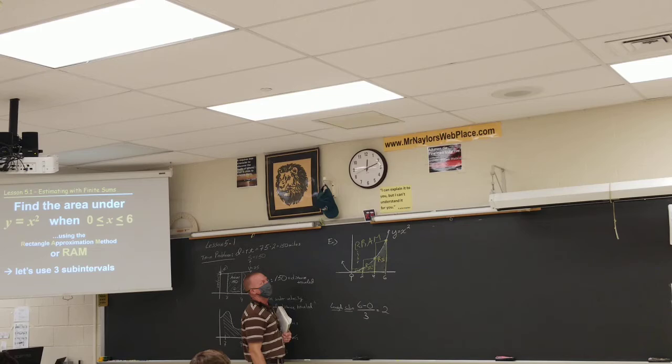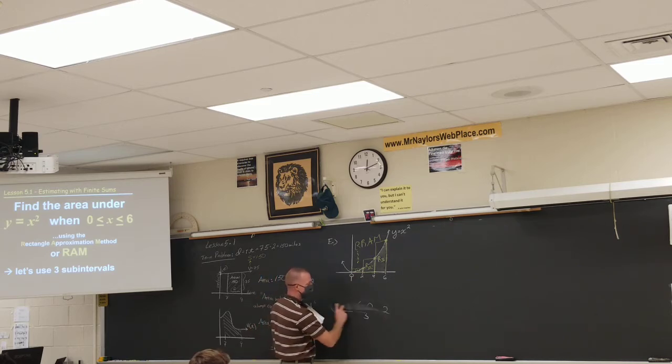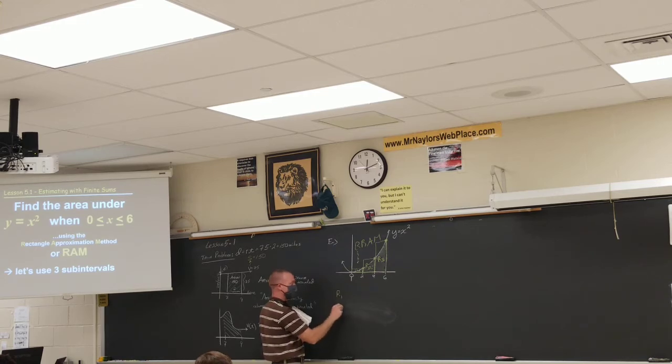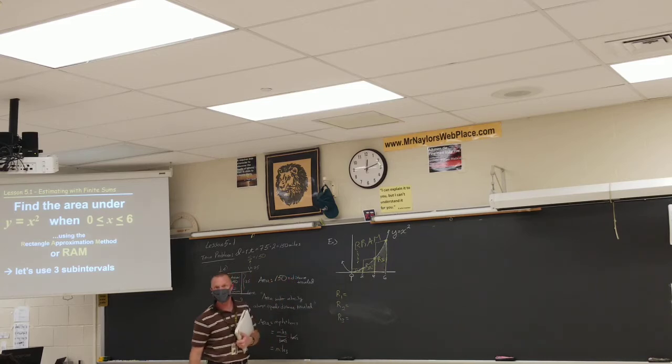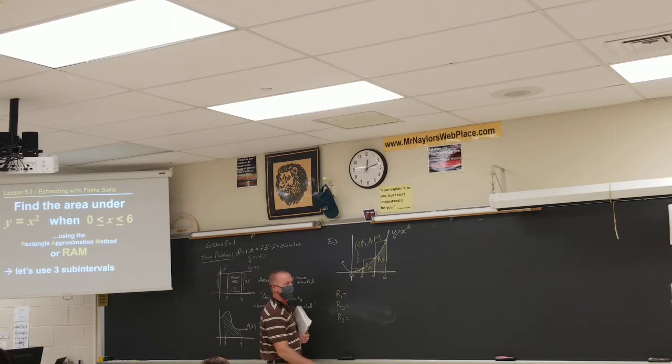Okay, now, yes, the rectangles I just drew are too big, but they are technically the right rectangles. They are the rectangles that go with the right side. And so what we want to do is find the area of each one of these. Of course, the reason we want to find the area of each one of them is so we can add them all together.